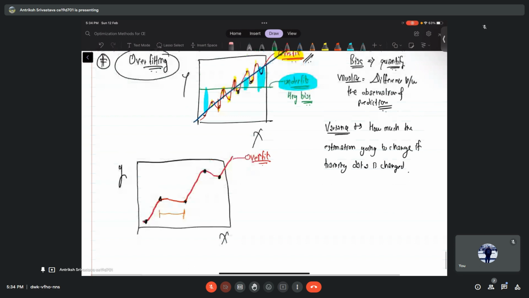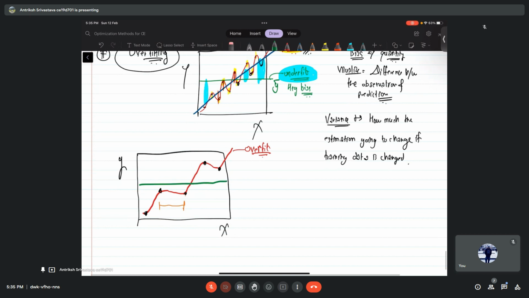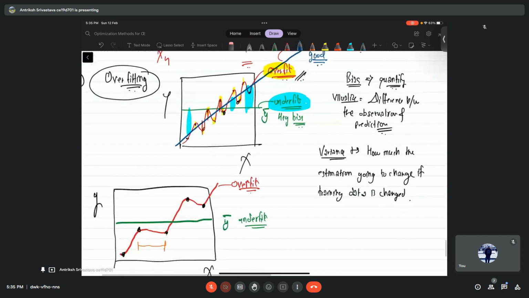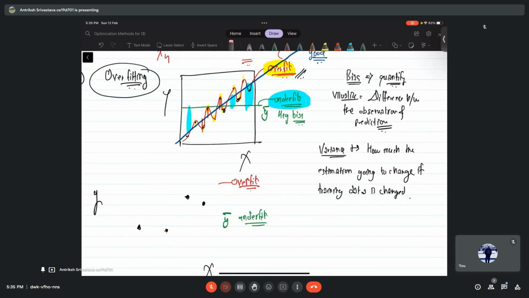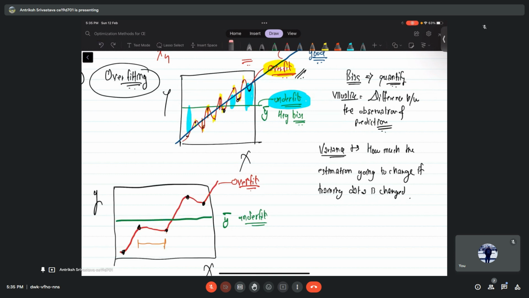Now, how about the underfit? That was just the y bar that said there is no trend. It is the same, or more or less the same. Then how about the good one? So the good one will be good if it is not changing much with the change in the data. So let's say it changed a little bit, but it didn't change that much.